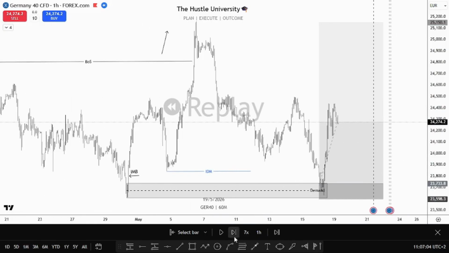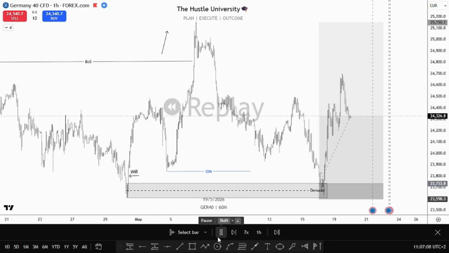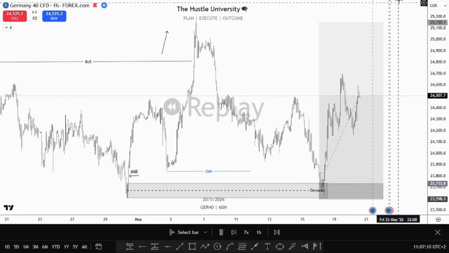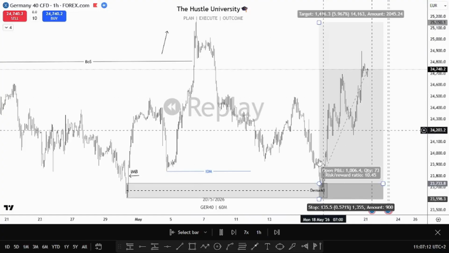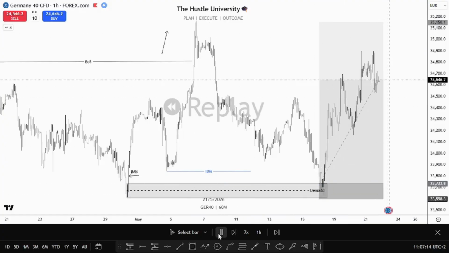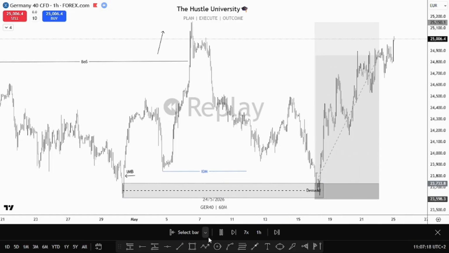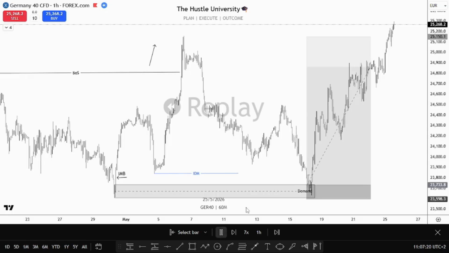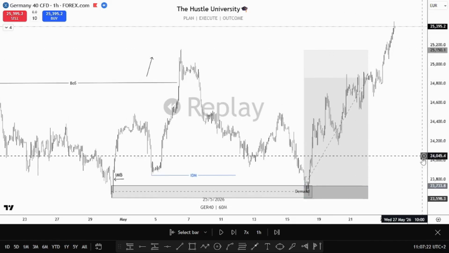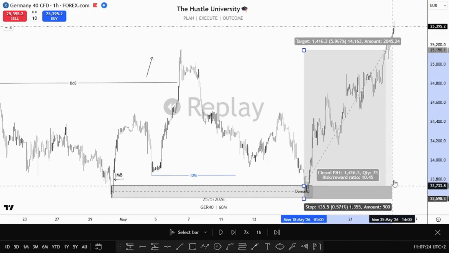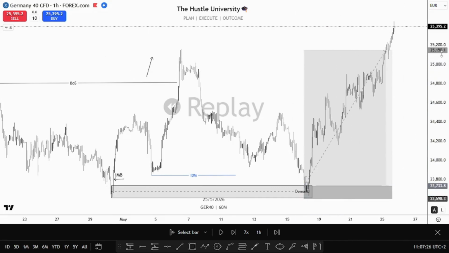So as you can see, I'm just going to play it forward for you to see that this trade actually ended up hitting TP. So this was a solid 1:10R from this entry zone that I was sitting in, right? As you can see, price was making a series of higher highs and higher lows, going to the upside, and we ended up eventually hitting our ultimate TP, which was 25,000.